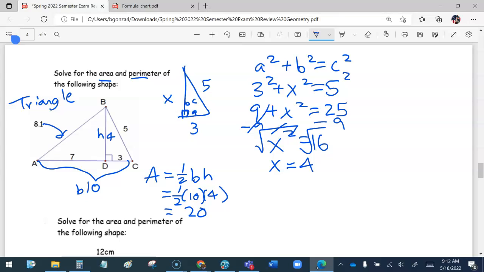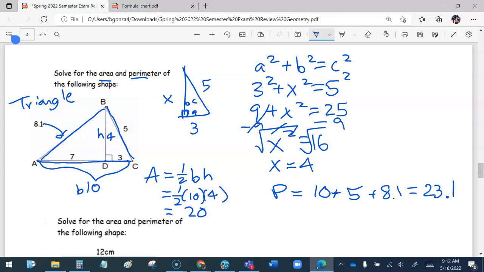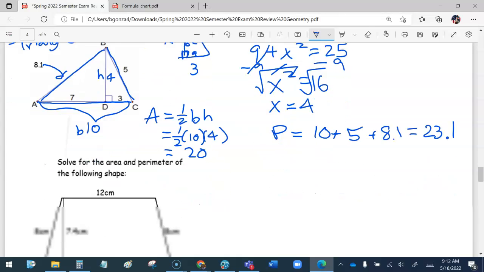Alrighty. And then for the perimeter, you just add up all three sides on the outside. So this side is 10. This side is 5. And then this side is 8.1. So what's 10 plus 5 plus 8.1? It's 23.1 units, regular units. Okay, cool.